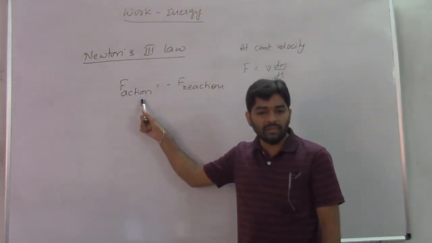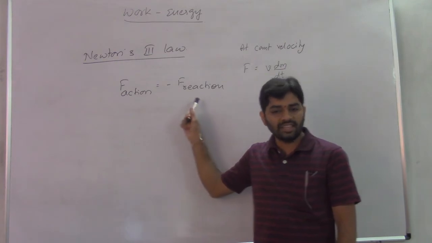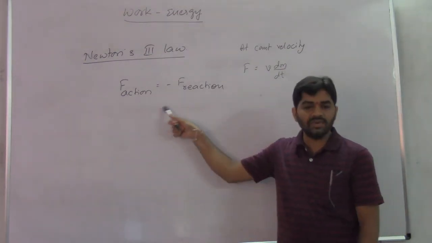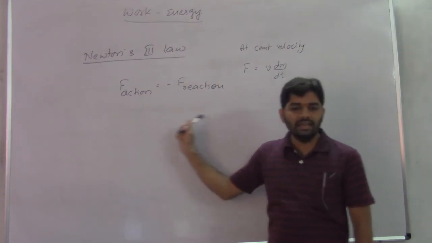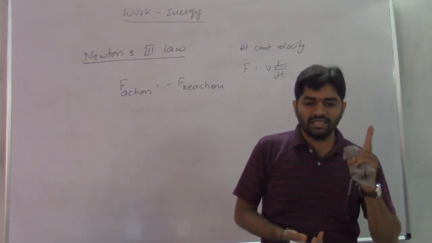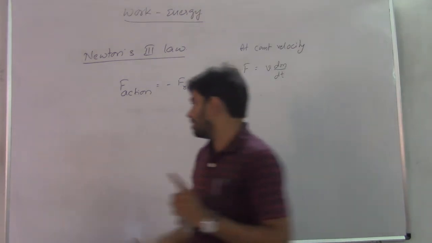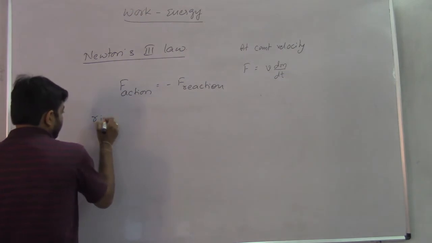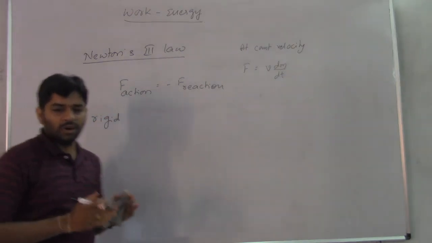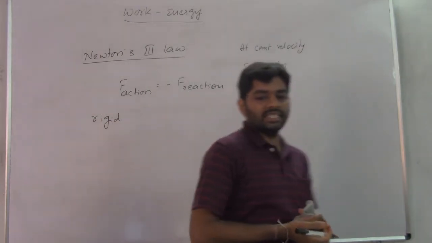Suppose an action is performed with 100 newtons, the reaction is also 100 newtons. But if it is acting on the positive x-axis side, the reaction will be acting on the negative x-axis. So for this case, two conditions are there. First condition is what? Not only one body, two bodies should be rigid bodies.